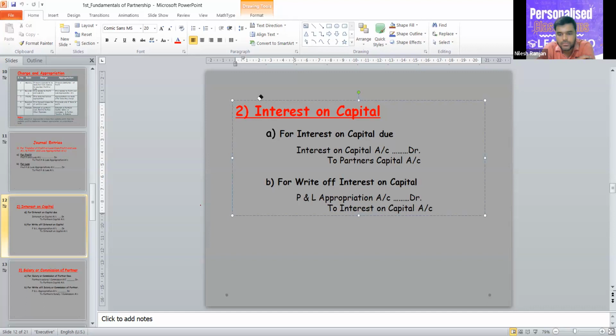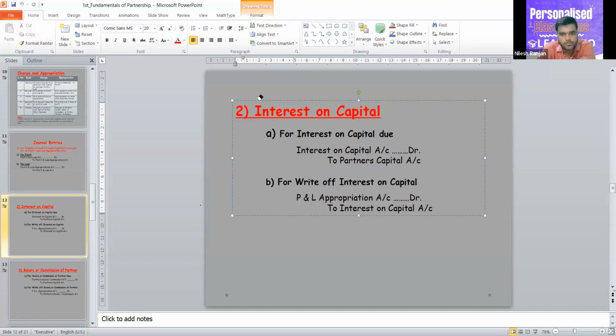Like when you invest money, when you deposit money into bank, then you will receive interest from the bank. This is your income. And same in the interest on drawing, when partner is withdrawing money from the firm, then they will pay interest to us. In that case, interest on drawing is income.